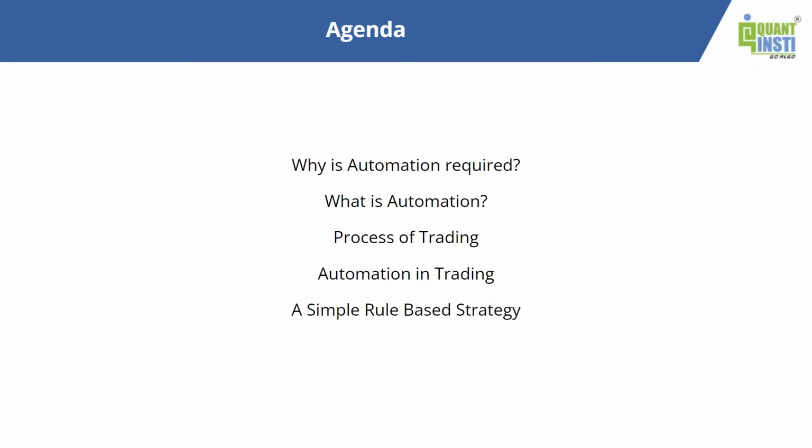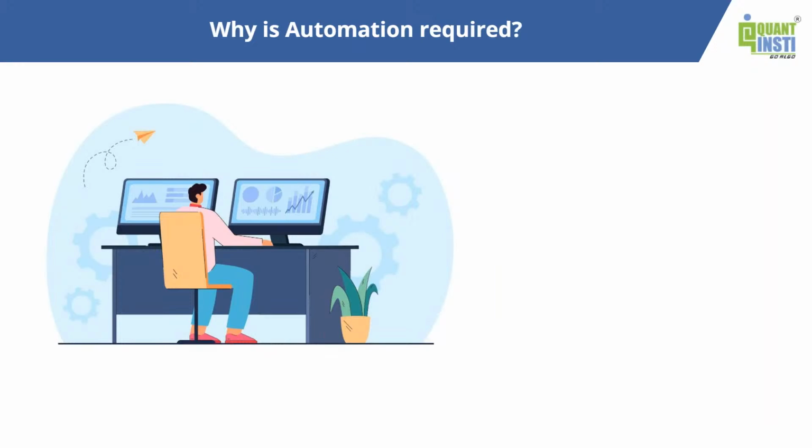Finally, we'll try to come up with a simple rule-based strategy and see how to automate or backtest that strategy without trying to do encoding. Let's see how that will be done further. So, first and foremost, why is automation required?